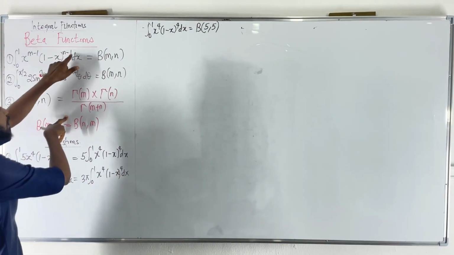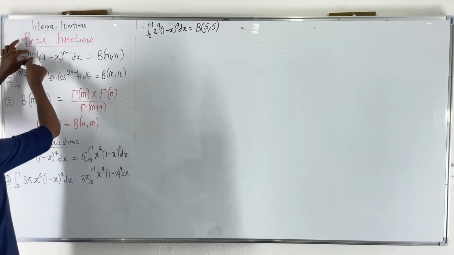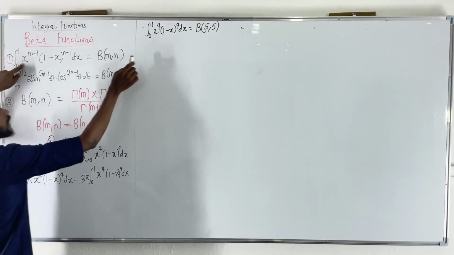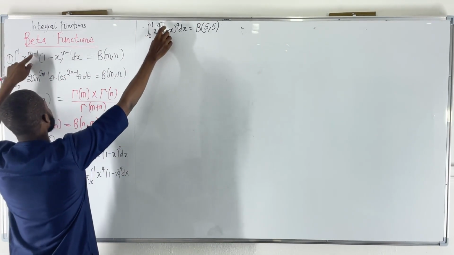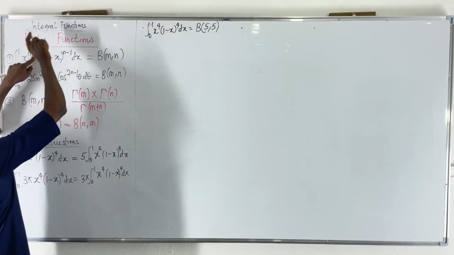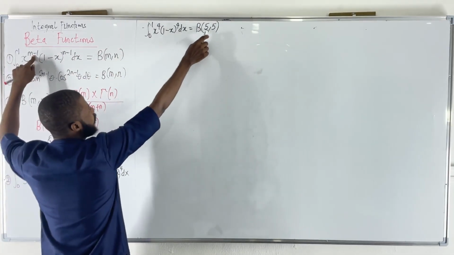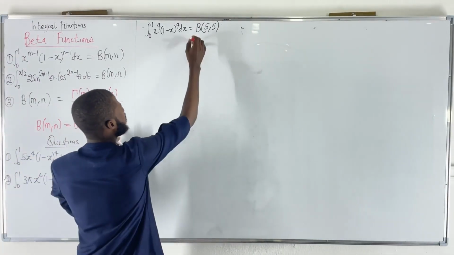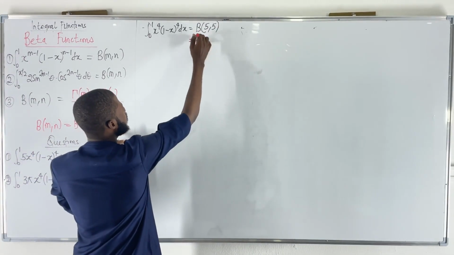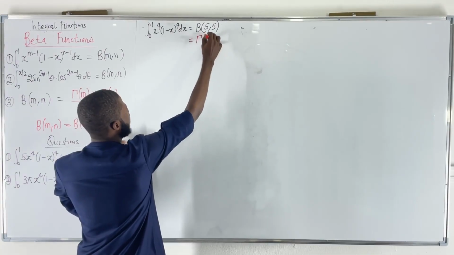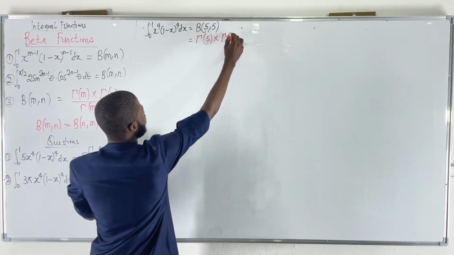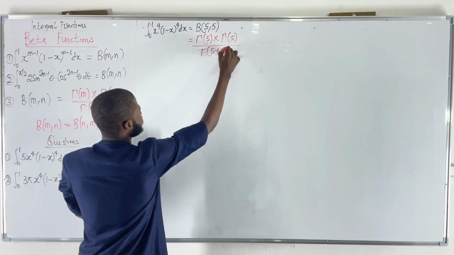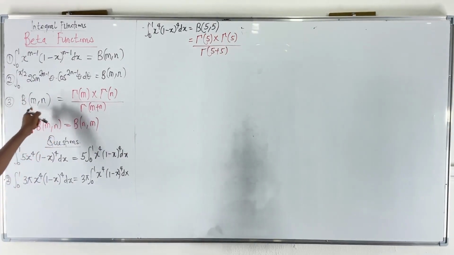The same thing with this n minus 1. So if m minus 1 is 4, because this is x raised to the power of m minus 1, and it's equal to x to the power of 4, the minus 1 crosses over and becomes plus 1. That is why we have 5. I believe that's self-explanatory. Now, going forward, this would be the gamma of 5 times the gamma of 5 divided by the gamma of 5 plus 5, going by this relationship here.